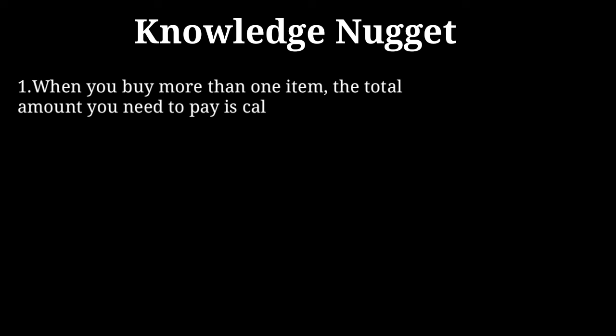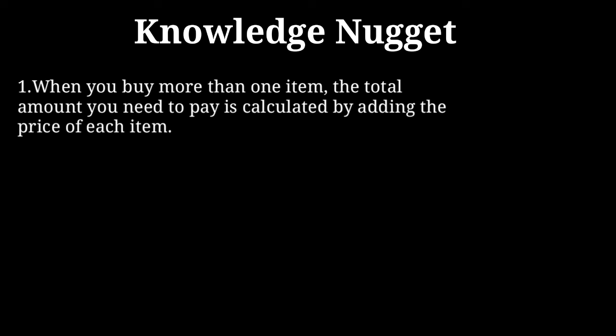And next one is knowledge nugget. We are just going to revise this whole chapter, money. And here the first point. When you buy more than one item, the total amount you need to pay is calculated by adding the price of each item. So if you are buying more than one item and you need to know the total amount, just add all the items' prices. Then you can easily find the total amount.